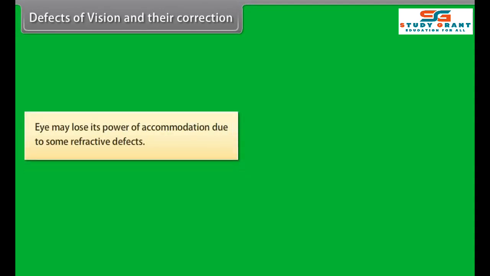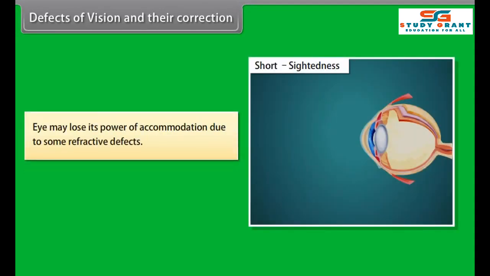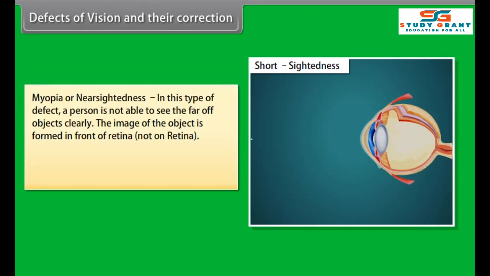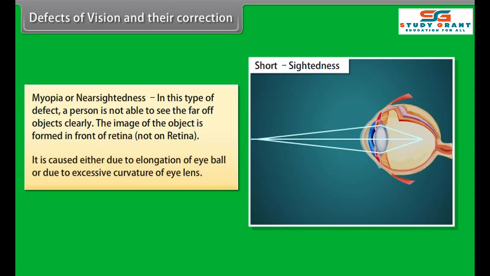Defects of vision and their correction. The eye may lose its power of accommodation due to some refractive defects. There are 3 such defects. Myopia or nearsightedness. In this type of defect, a person is not able to see far-off objects clearly. The image of the object is formed in front of the retina. It is caused either due to elongation of the eyeball or due to excessive curvature of the eye lens.